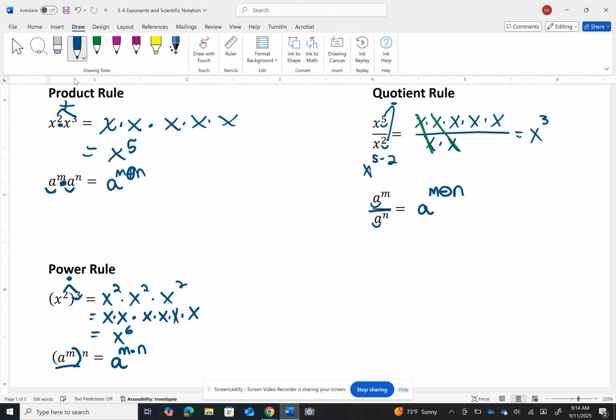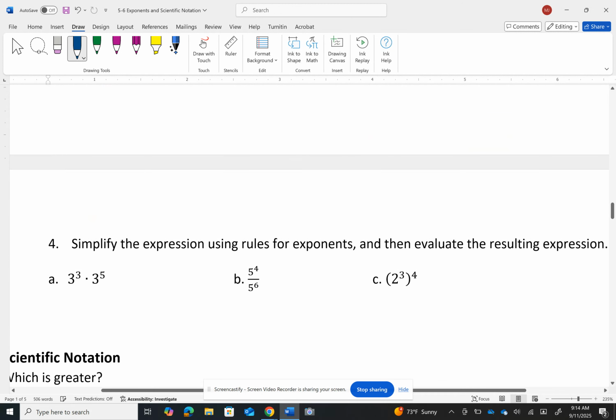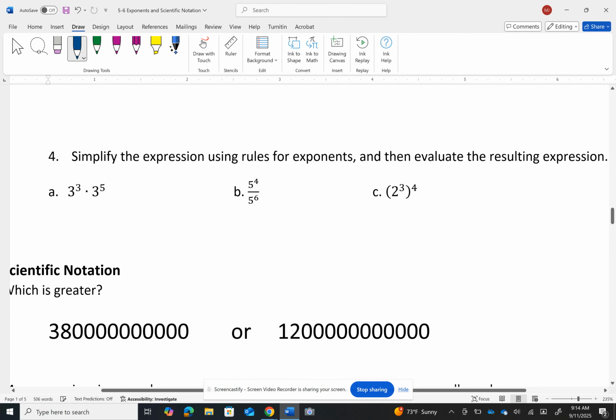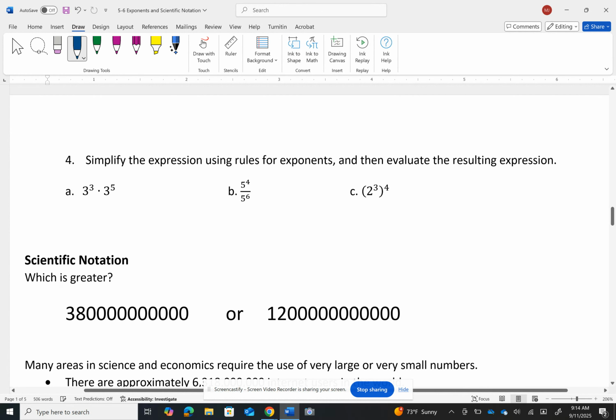All right, now let's go ahead and take a look at just a few expressions here. All right, so here we're needing to simplify using the rules for exponents, and then we need to evaluate the resulting expression.